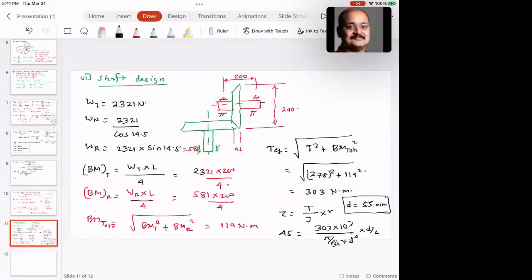So this is how you would complete the bevel gear design. And I think your homework 5 asks you to design a bevel gear. Is that right?